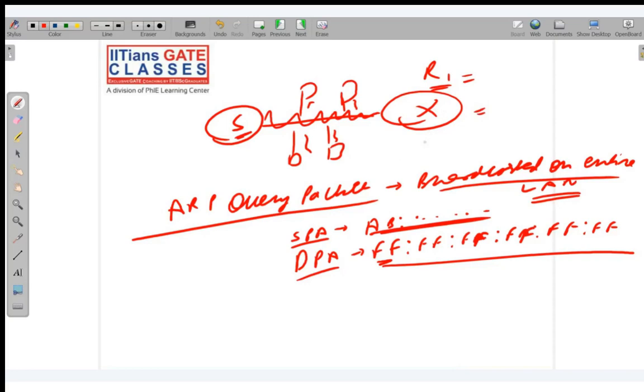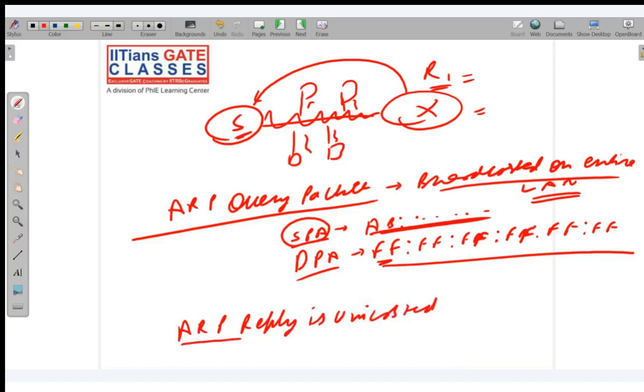R1 will send the reply. Now for the reply, since the sender has sent its own physical address in the packet itself, the reply will be unicast. So the ARP query packet is broadcast on the entire network, and the ARP reply is unicast. The ARP request packet is broadcast.